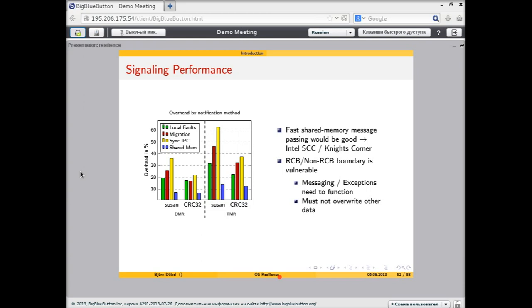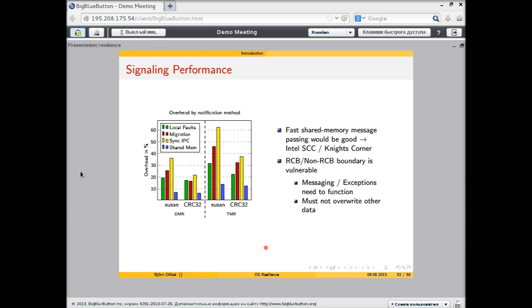And the second outcome of this experiment is that the boundary between the reliable and the non-reliable world is still vulnerable because in addition to raising faults while executing on the non-resilient cores, we of course might also encounter errors when sending a message between a non-resilient and a resilient core. And we need to make sure that these messages do not interfere with the replication service, which might be harder, but it's still something we're working on.